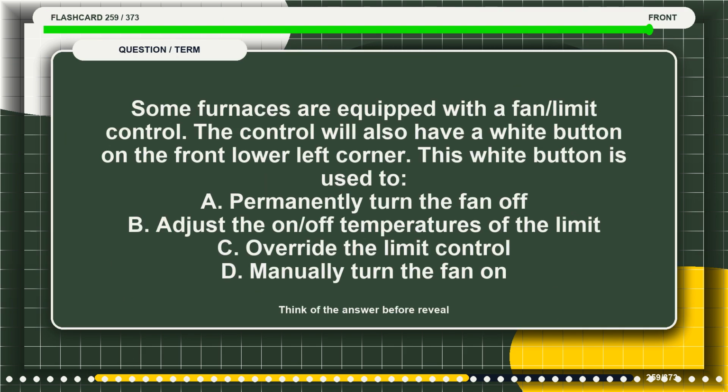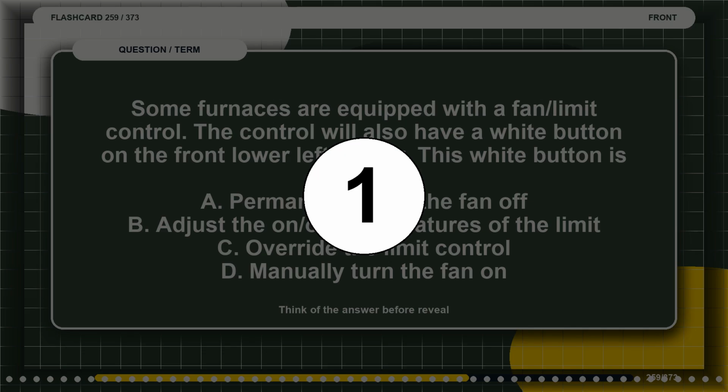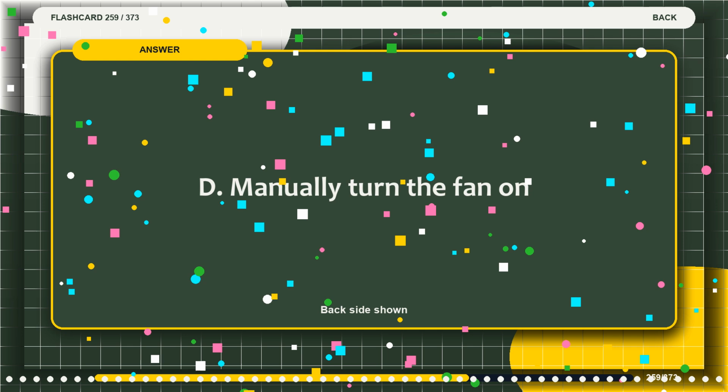Flashcard 259. Some furnaces are equipped with a fan/limit control. The control will also have a white button on the front lower left corner. This white button is used to A. Permanently turn the fan off. B. Adjust the on/off temperatures of the limit. C. Override the limit control. D. Manually turn the fan on. Think of the answer before the reveal. The answer is D. Manually turn the fan on.